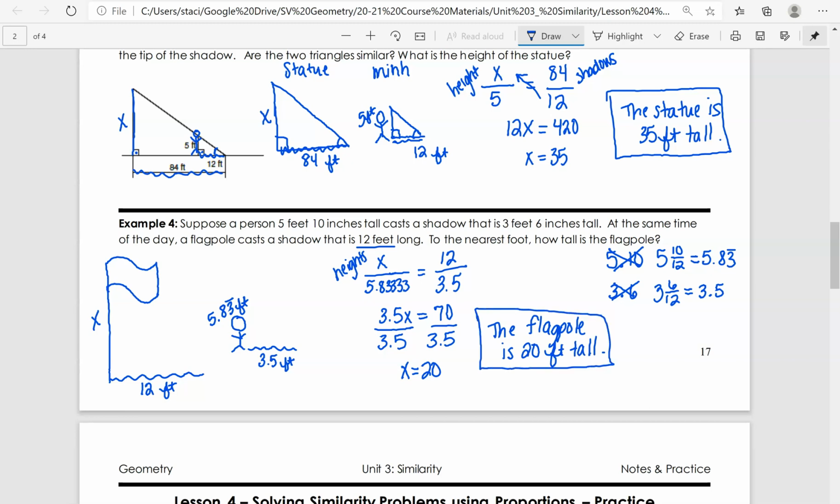Remember, always take a second. Don't just say x equals 20, like, what does that 20 mean? Give it to me within the context of the problem.